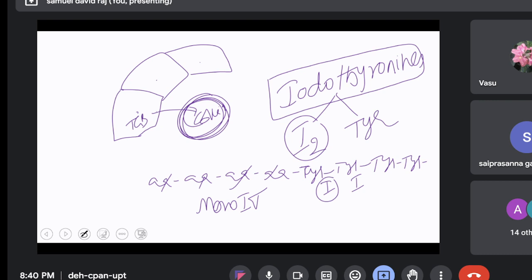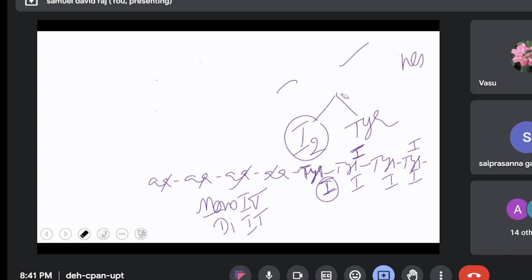Here, to each tyrosine, one iodine is said to be added. When one iodine is added, we call it monoiodothyronine. When two iodines are added, we call it diiodothyronine. So throughout the length of the thyroglobulin, we come across iodothyronins, which are either mono or diiodothyronins.